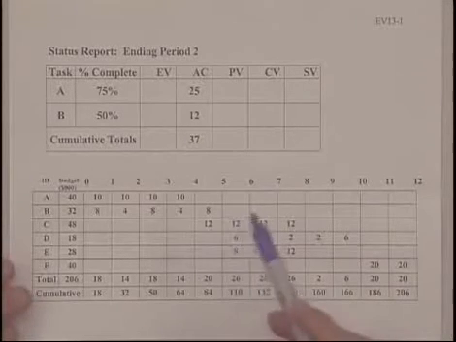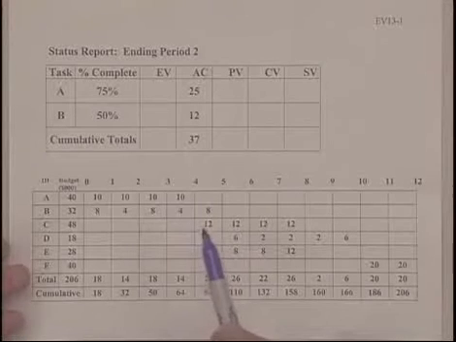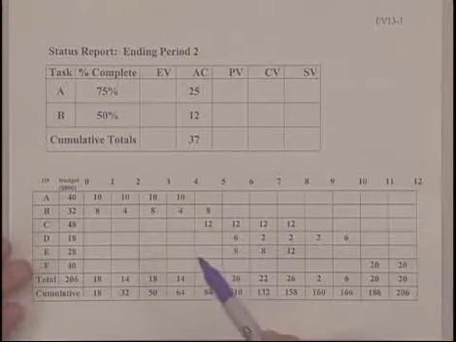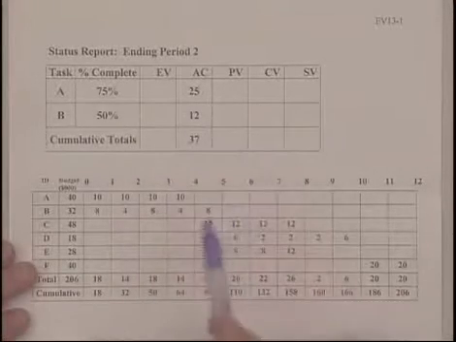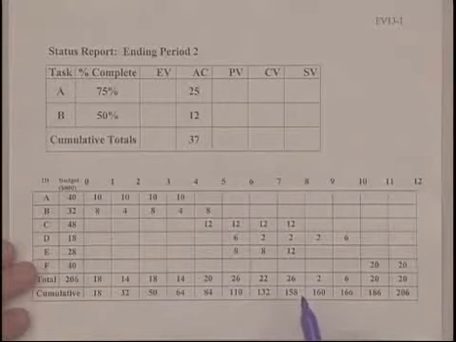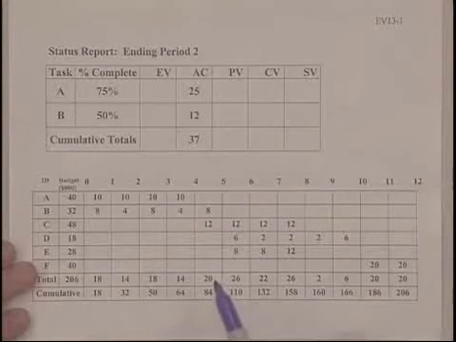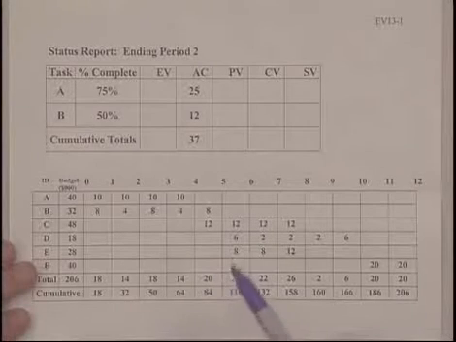Okay, in this part of the exercise, I'm going to look at progress at the end of period 2. For illustrative purposes, we have our earned value information up here, and I've also included the time phase budget down below. This on your assignment appears on a separate page, but it's easier visually if we have both of these documents in front of us.